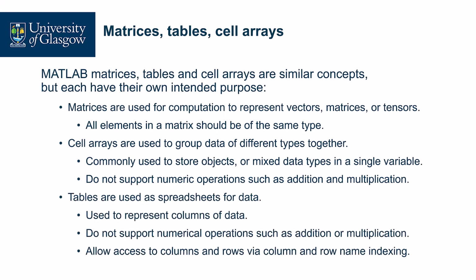Tables are used for spreadsheets or tabular data, right? So this is for special use. Although they also hold different data types, their purpose is to use them as spreadsheets, so that we can use them to represent the columns of data. Also for tables, we don't support numerical operations, but we can access the table content by columns or rows, right? So these are the differences of the 3 things we have learned. Their purposes are different. So here I summarize them.